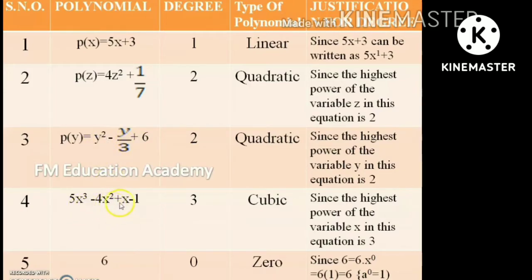Now in this 5x cube minus 4x square plus x minus 1, as the highest power is 3, the degree is 3 and it is an expression of a cubic polynomial, because a polynomial whose degree is 3 is called a cubic polynomial. Now the last is 6.